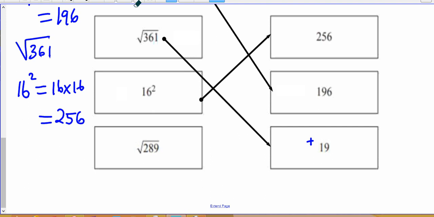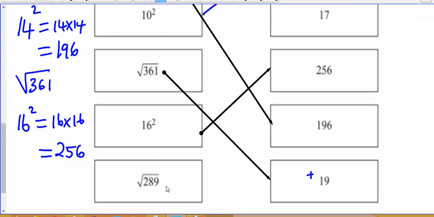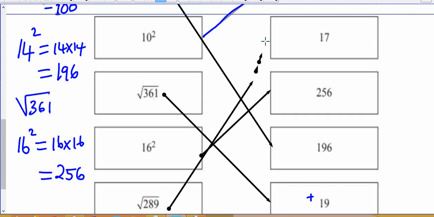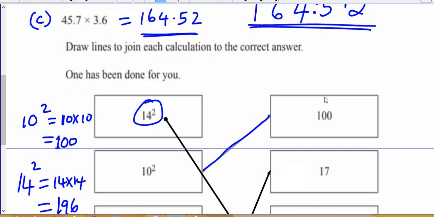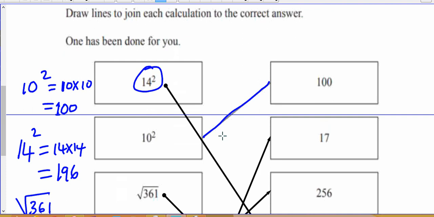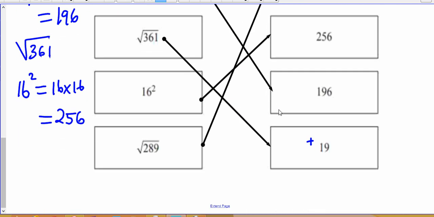289 is here, but what is the square root of 289? We got 17, or negative 17, but we have positive 17, so we do that. So far so good, and over here, this was done as an example. We can highlight this. It was done as an example, so it will look like that.